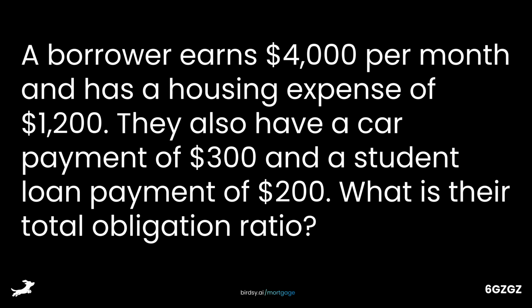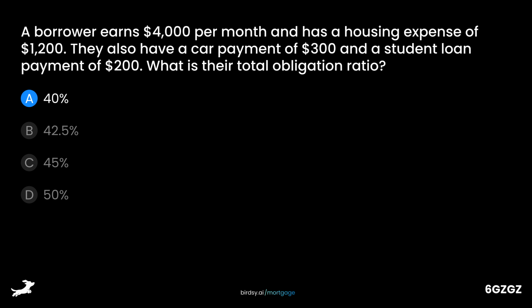A borrower earns $4,000 per month and has a housing expense of $1,200. They also have a car payment of $300 and a student loan payment of $200. What is their total obligation ratio? Is it A, 40%, B, 42.5%, C, 45%, or D, 50%? The answer is B, 42.5%.